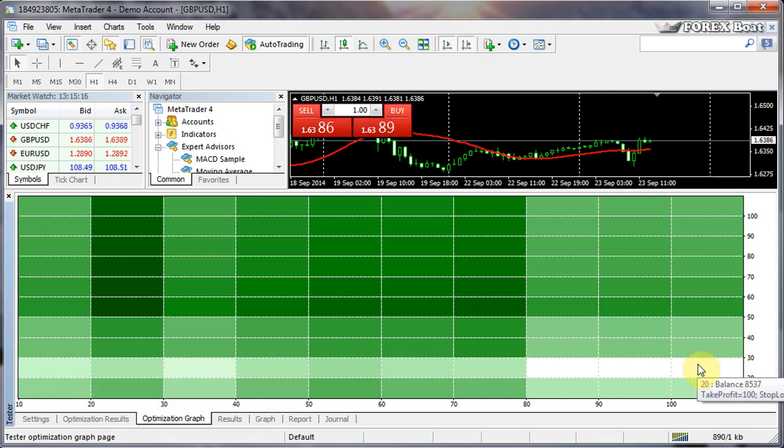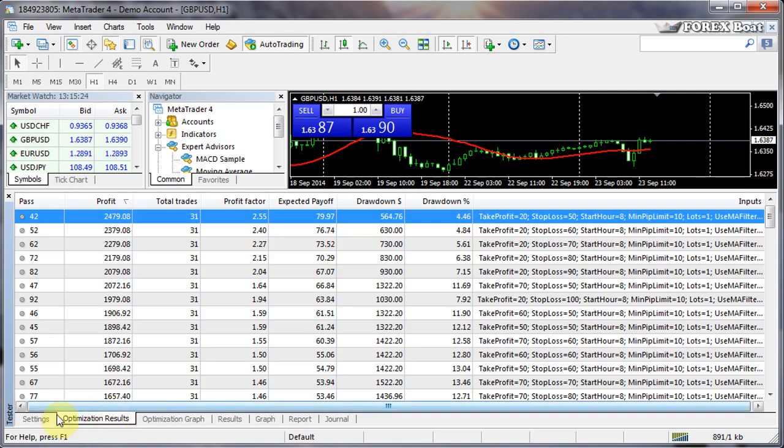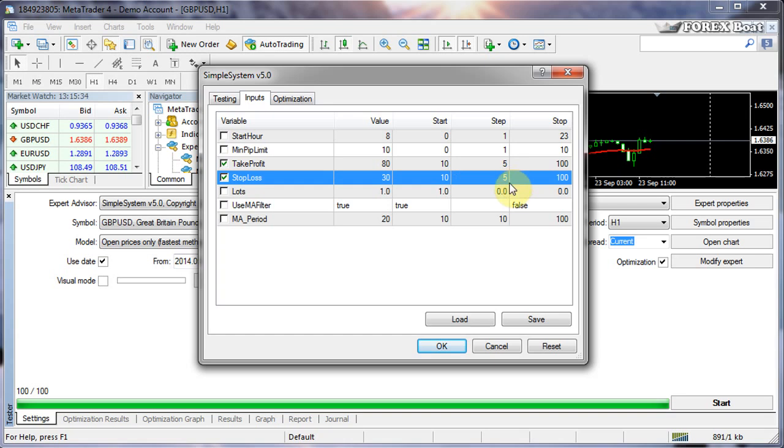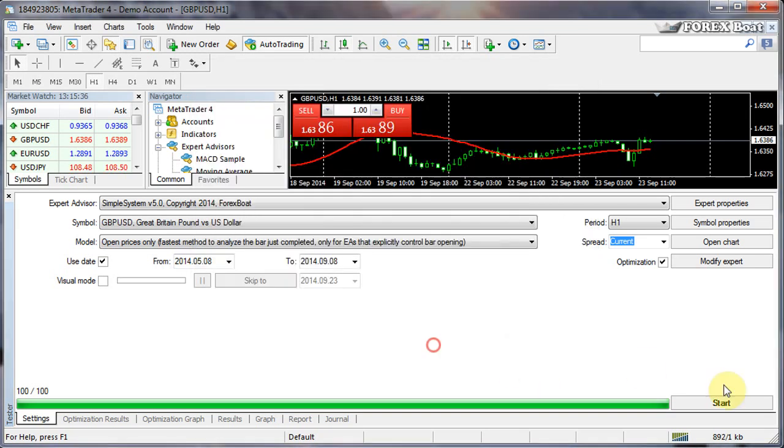And that is not even the case when your stop loss is equal to 10. So this is quite an anomaly, which is interesting to observe. So what we're going to do now is, as a first step, we'll increase the number of steps. Instead of doing a step of 10, let's do a step of 5 and see how that affects our chart. So we'll click OK, and we'll start the optimization now.